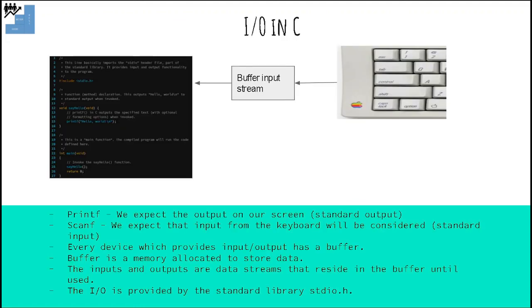In the next part of the C programming series, we'll have a look into the input and output with the C programming language. What are input streams of data? What is output stream? What is buffer? All these things would be seen in the next part of the video.